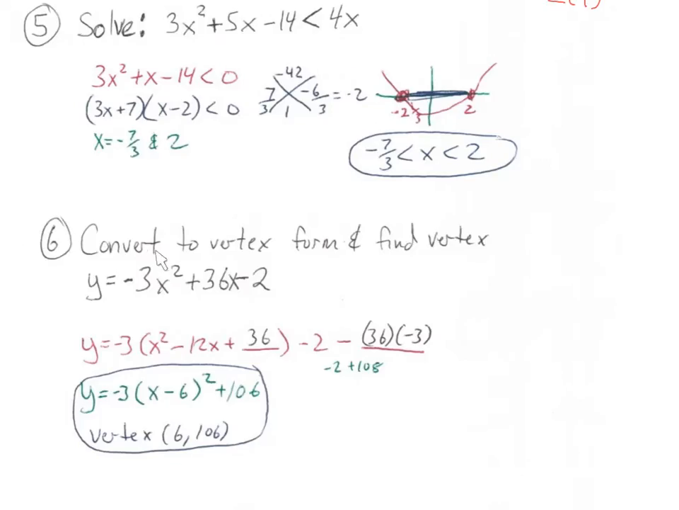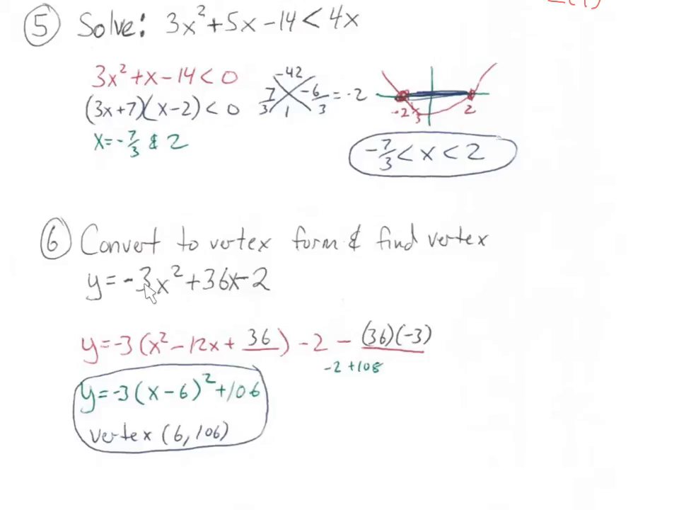All right, number 6, convert to vertex form and find the vertex. So here is standard form, and I want to convert to vertex form. Vertex form is this, it has an h, k format. So how do we get to this format? Well, you have to do completing the square. Whenever there's an ugly number in front here, it stinks. What you have to do is pull a GCF out of just the x's.